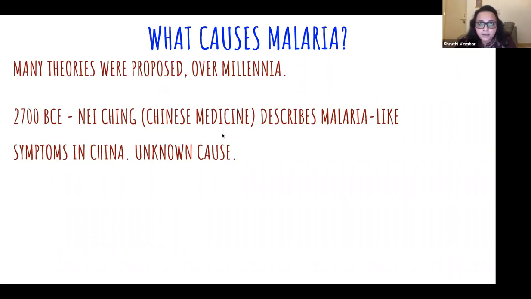there is this Chinese medicine text. It's a book which contains a lot of knowledge about Chinese medicine, and it's called Neqing. So here they describe malaria-like symptoms in China, right? So around 5,000 years ago itself, people were describing symptoms that were very similar to malaria. However, in this book, they don't know what the cause is as yet.